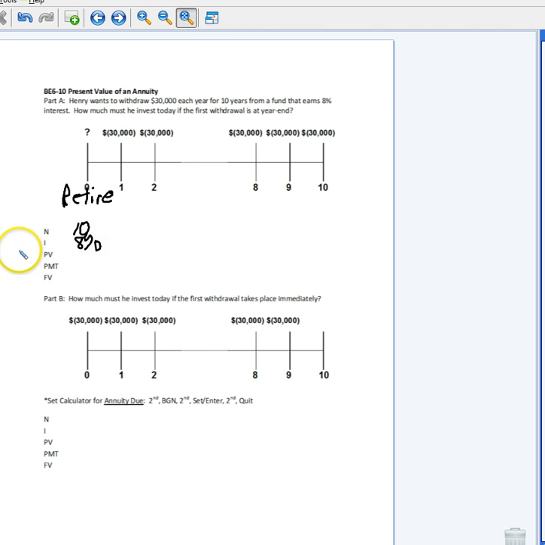We don't know present value. We're going to have to compute that. The payment is $30,000, and there is no lump sum. It's not growing, so there's no lump sum here, and we won't be calculating that.